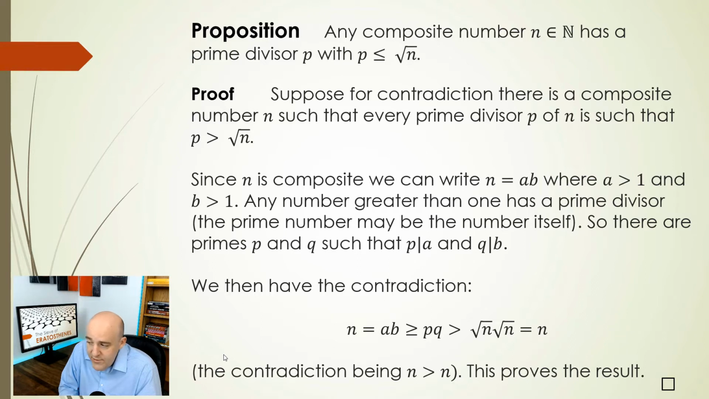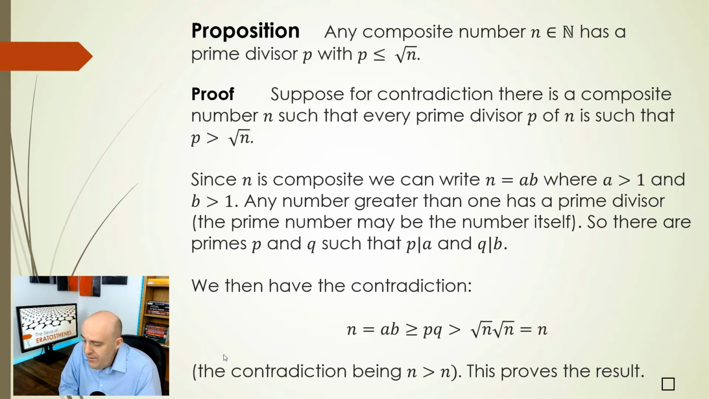Well, since n is composite, we can decompose n as a times b, where both a and b are integers greater than 1. And we know that any number greater than 1 has a prime divisor. The prime number might be the number itself, but that's fine. So a and b, being bigger than 1, each have prime divisors. Let's say that p divides a and q divides b.